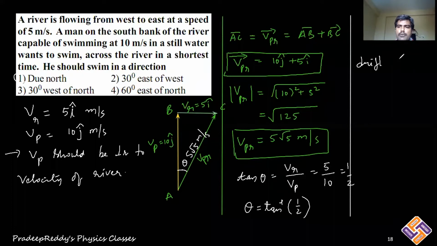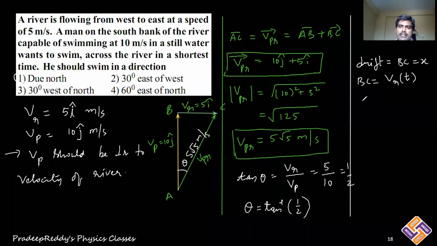Drift is equal to BC. This I am considering as x length. So BC is equal to, we have already learned this in the previous lecture, BC is this length. Length is equal to speed into time. That is velocity of the river into time taken. You do not know what is the time taken by the boat to cross this.